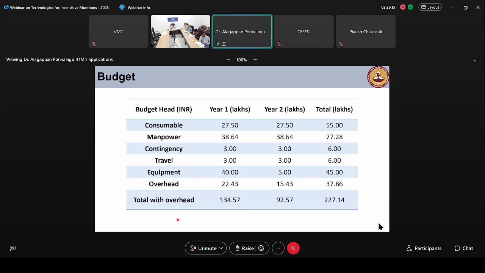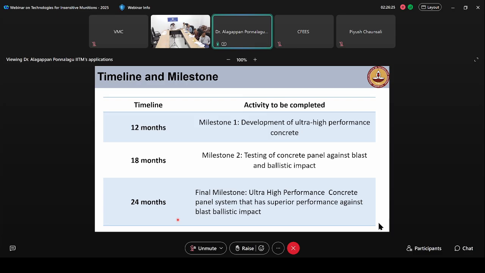So this is the overall budget. This project is initially for 2 years, and the overall cost is coming around 2.27 crore. And for the timeline of activities, in the first 12 months we will come up with the development of ultra high performance concrete. We will arrive at the optimized mix design, which will achieve the targeted strength of around 250 MPa and tensile strength of around 20 MPa.